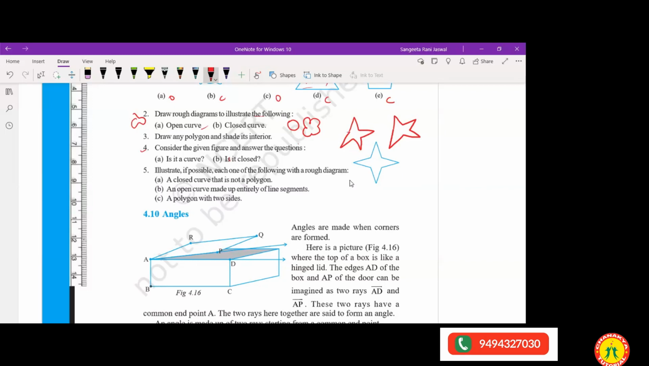Next one. An open curve made up entirely of line segments. Any open curve which is made of line segments. Anything you can make like this. Okay, made of line segments. Yes, ma'am.